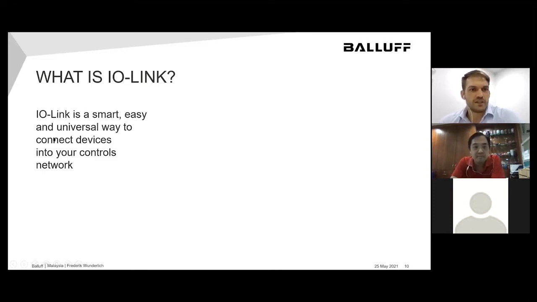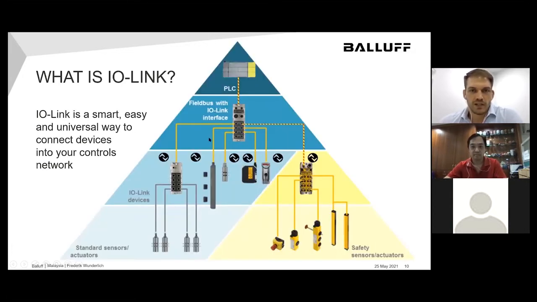Okay, so what exactly is IO-Link? One of the easy definitions is: IO-Link is a smart, easy and universal way to connect devices into your control network. To make it a bit more understandable, I just copied the industrial pyramid, the automation pyramid. You can see on the top the PLC level, and on the bottom the sensor actuator level. And basically IO-Link is everything in between.